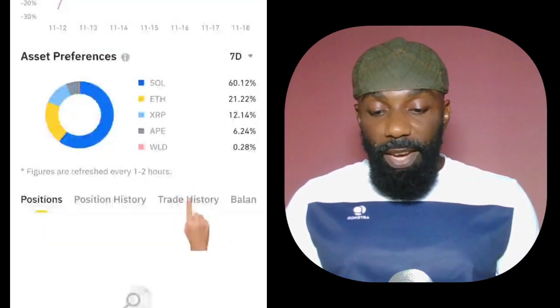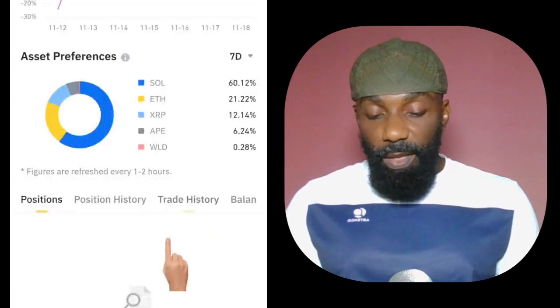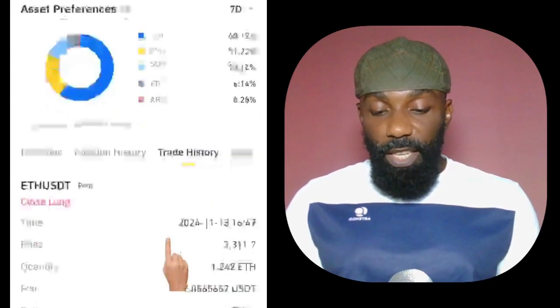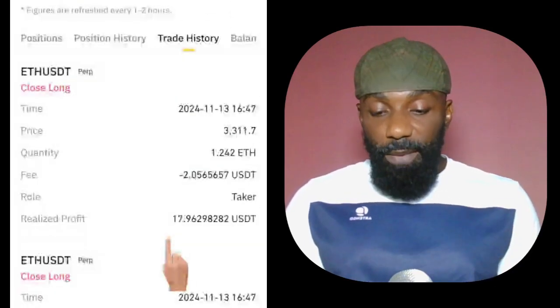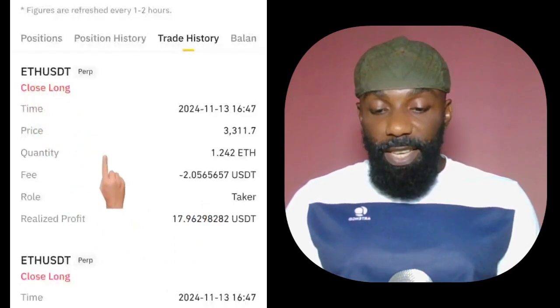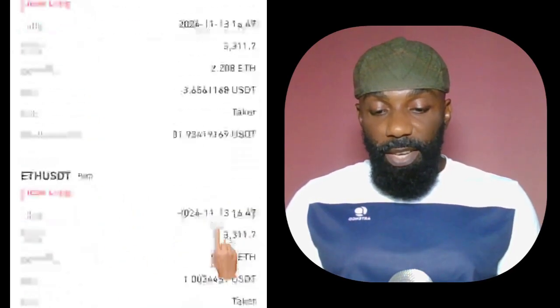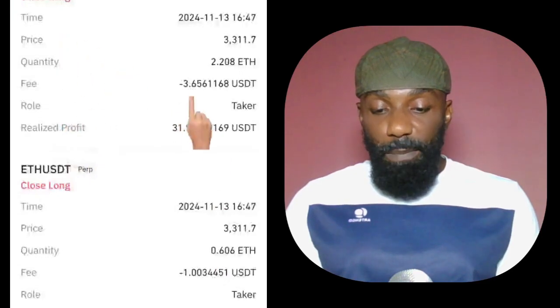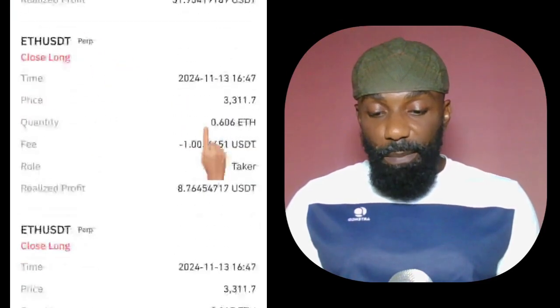Now, if you click on this trade history here, right? If you click on this trade history, you can see this trade that this guy entered, which is Ethereum USDT, and he made profit here, right? You can see this one, he entered this one also, he made profit. You can see he entered this, he made profit.